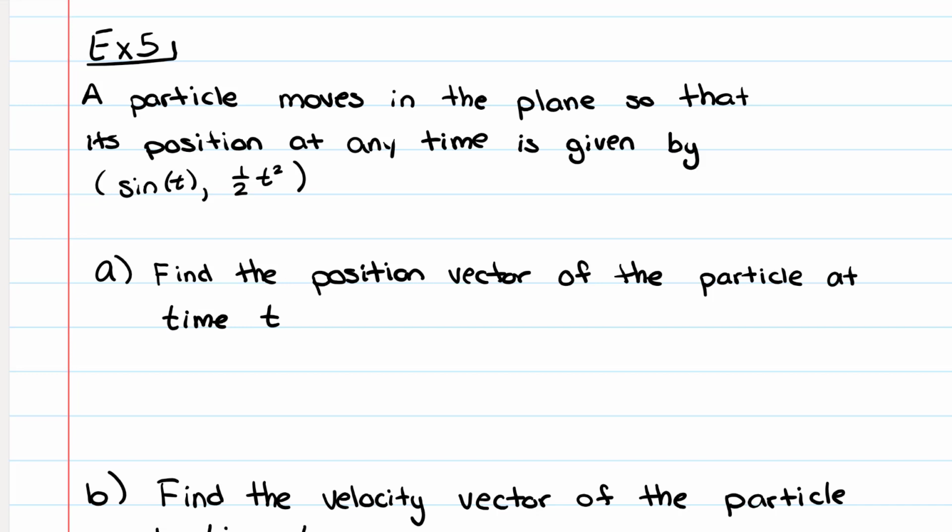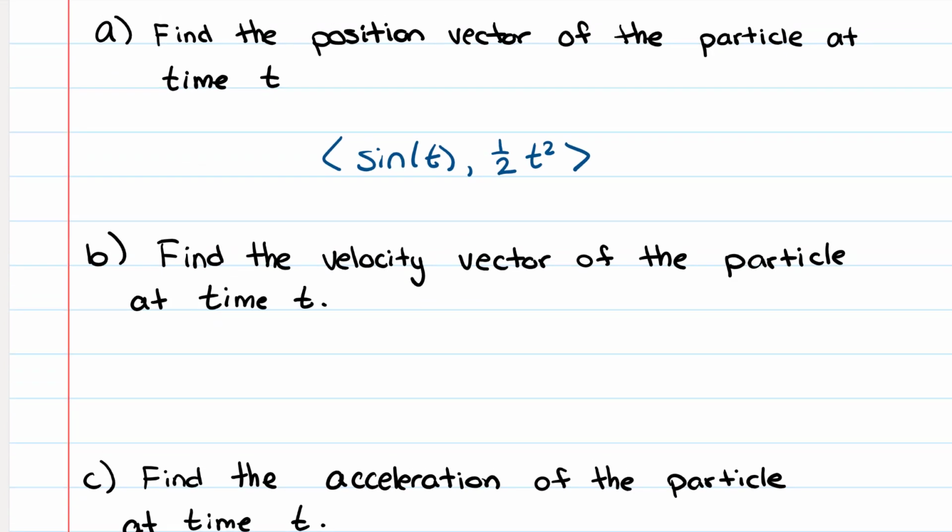And this couldn't be simpler. Because we're given the position, all we have to do is turn that point into a vector. And that's it. For part B, we want to find the velocity vector. Well, this is super easy. All you do is take the derivative of each portion with respect to time. So the derivative of sine is cosine, and the derivative of 1/2 t squared is just t.